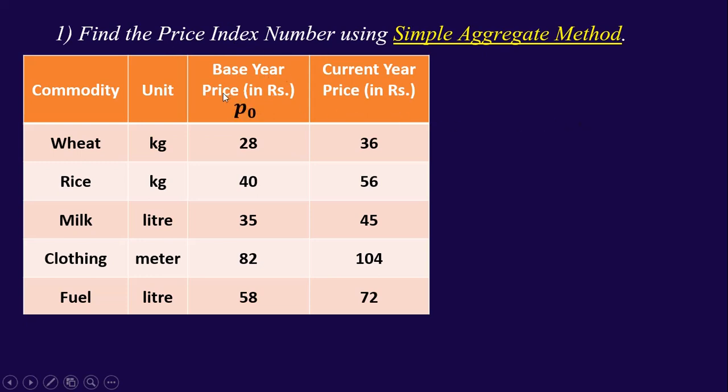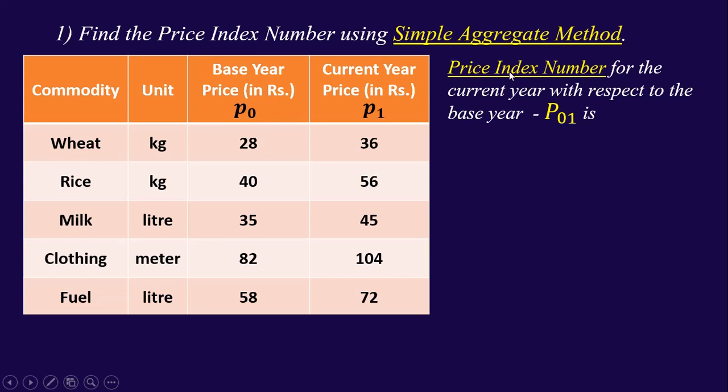Now base year prices are denoted by P0. So these are values of P0. Current year prices are denoted by P1. So these are values of prices in current year of these commodities. These are denoted by P1. Now price index number for the current year with respect to the base year is denoted by P01, given by P01 is equal to summation P1 upon summation P0 into 100.